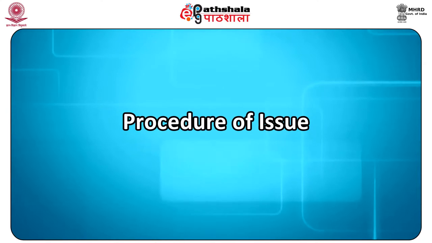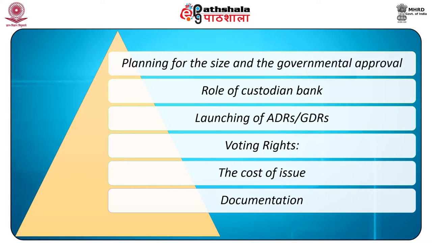Coming to the procedure of issue, planning for the size and the government approval. A company plans for the size of the issue before deciding to issue international equity. It approaches the lead manager, which is often an investment bank that facilitates issue of the shares for a fee. When the green signal is given by the lead manager, then the prospectus is prepared by the company and permission is also granted from the regulatory authorities.